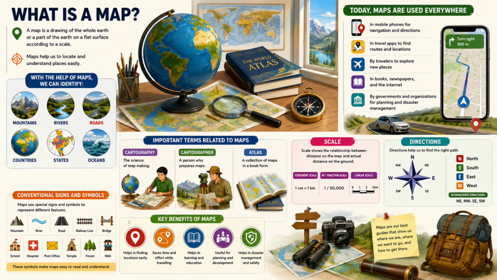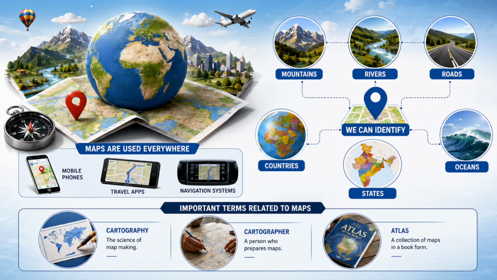A map is a drawing of the whole earth or a part of the earth on a flat surface according to a scale. Maps help us to locate and understand places easily. With the help of maps, we can identify mountains, roads, rivers, countries, states, oceans, etc. Today, maps are used everywhere, especially in mobile phones, travel apps, and navigation systems.